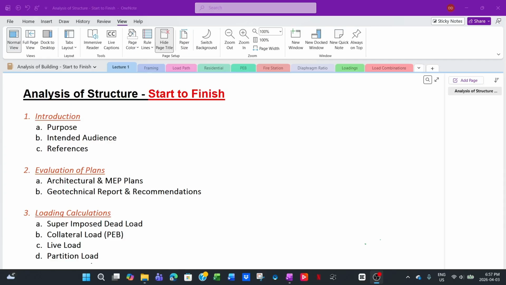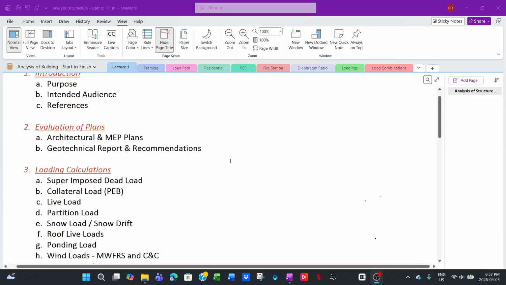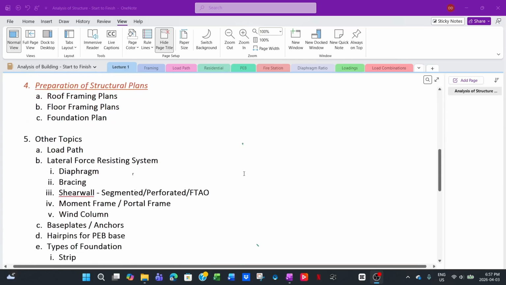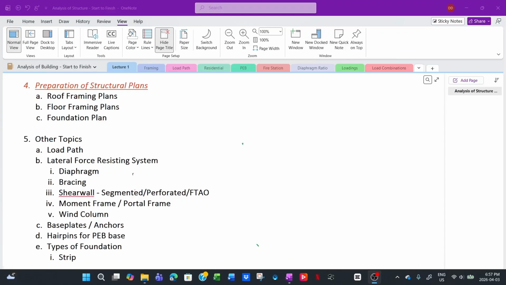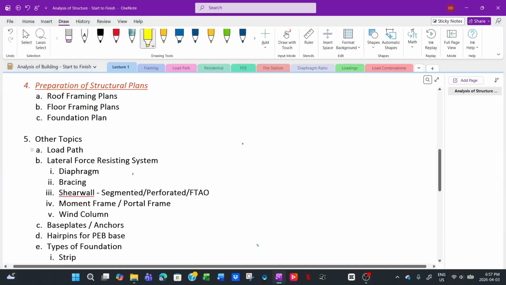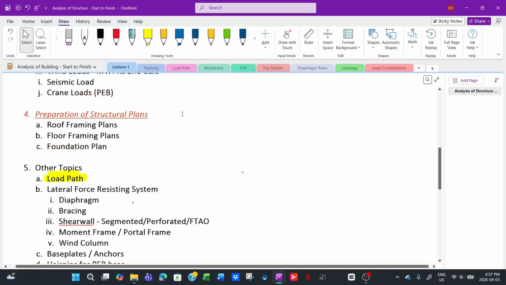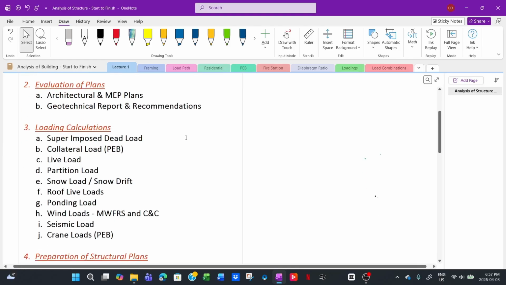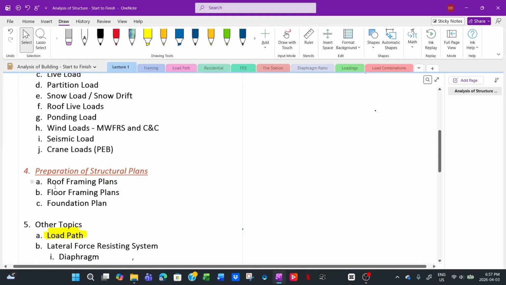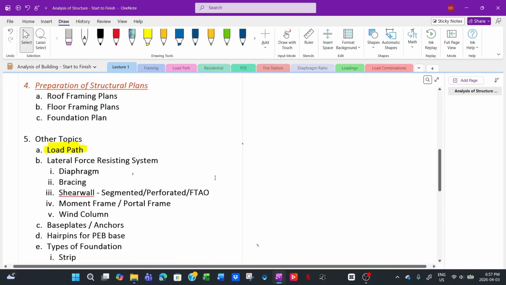So in this video, we will be discussing this one, load path. We are done with identifying all the loads and then the framing plans.